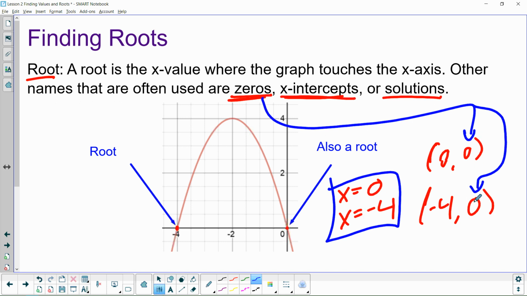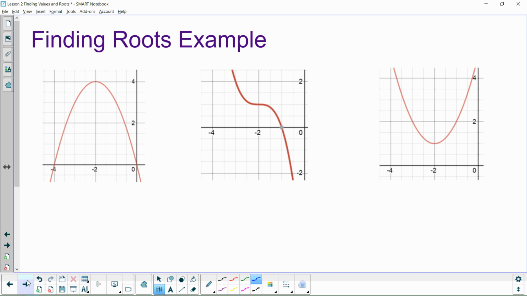All right, let's look at a couple of quick examples, and then we'll send you on your way so you can get your homework done. I just did this one. Obviously, the root is right there and right there. We are at -4 and at 0.